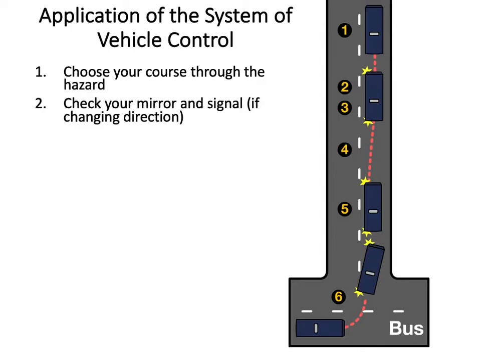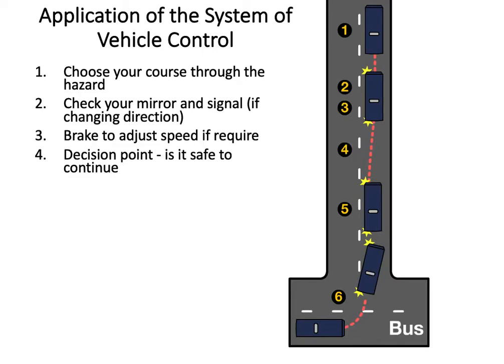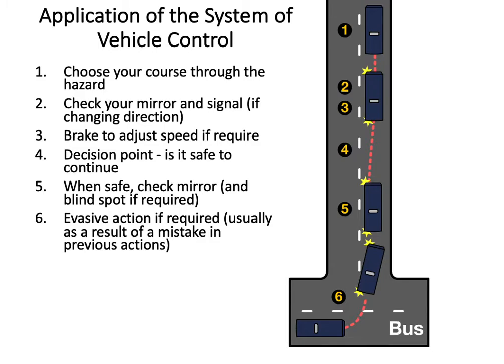2, check your mirror and signal if changing direction. 3, brake to adjust speed if required. 4, decision point, is it safe to continue? 5, when safe, check your mirror and blind spot if required. And 6, take evasive action if required, usually as a result of a mistake in previous actions.